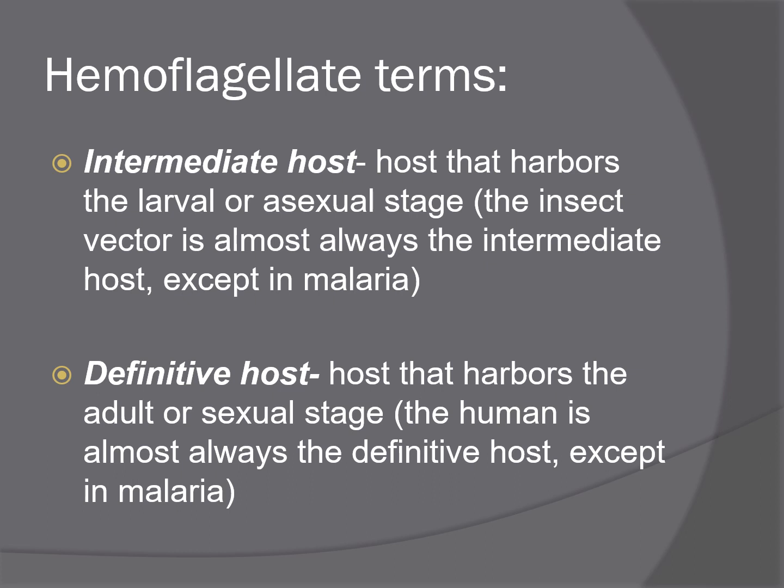I first want to go over some terms because the life cycles of these hemoflagellates can be very complicated. An intermediate host is a host that harbors the larval or asexual stage. The insect vector is almost always the intermediate host, except for in malaria. Malaria has a backwards life cycle where the human is the intermediate host and the mosquito is the definitive host. But anyway, the definitive host for most of the time harbors the adult or sexual stage, and a human is almost always the definitive host, except for in malaria. The definitive host harbors the sexual stage, and usually that is a human.